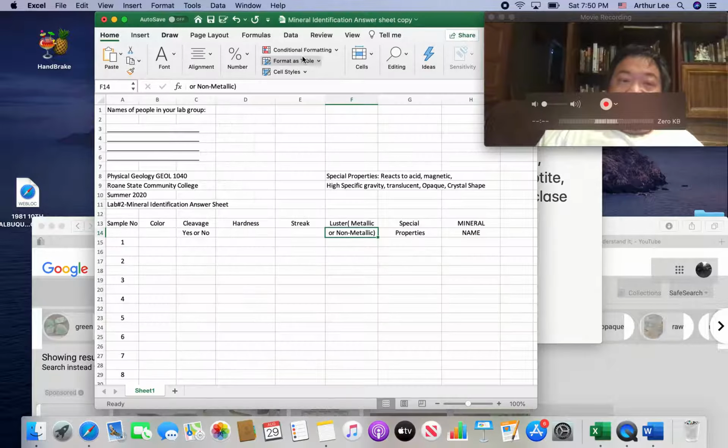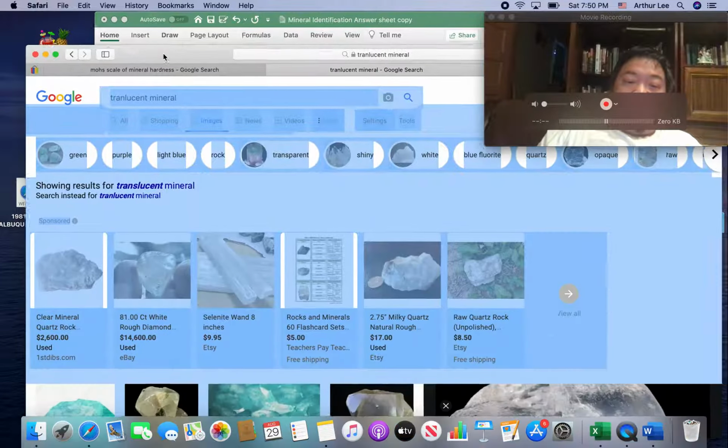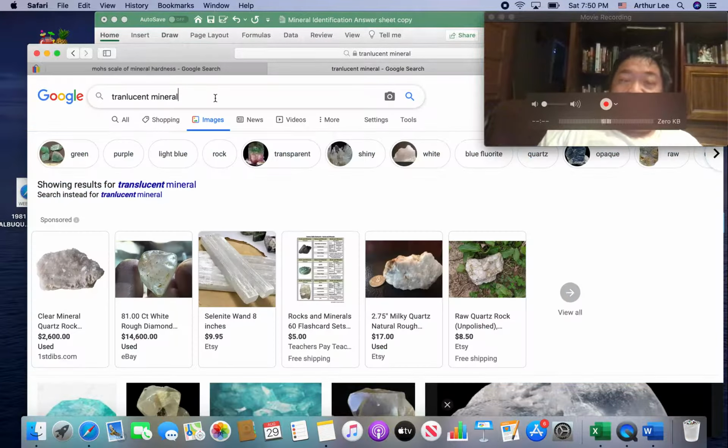Okay, so minerals. We want to figure out what is its luster. Is it metallic or non-metallic? Okay. Special properties can include, does it react to acid? Is it magnetic? Does it have a high specific gravity? Is it translucent, opaque? And also crystal shape. Minerals are crystals.